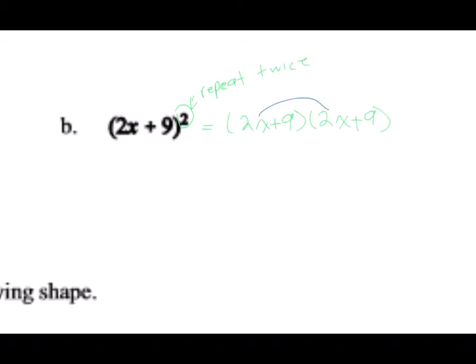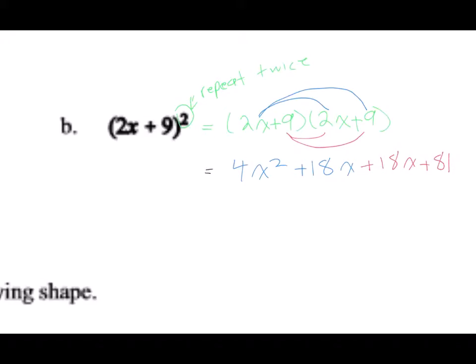The 2x times the 2x and the 2x times the 9. And then we take the 9 in the first bracket and multiply by everything in the second bracket as well. So when we write our second line, we're going to get 4x squared in blue plus 18x plus 18x in red, because we took this 9 times everything in the second bracket, plus 81.